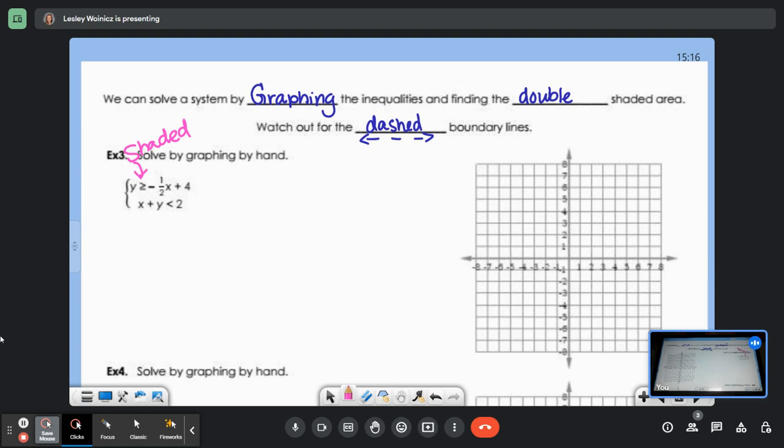Okay. So this one has a b value of 4 and a slope of negative 1/2. So down 1, right 2, down 1, right 2, all the way across. And make it solid, shaded.